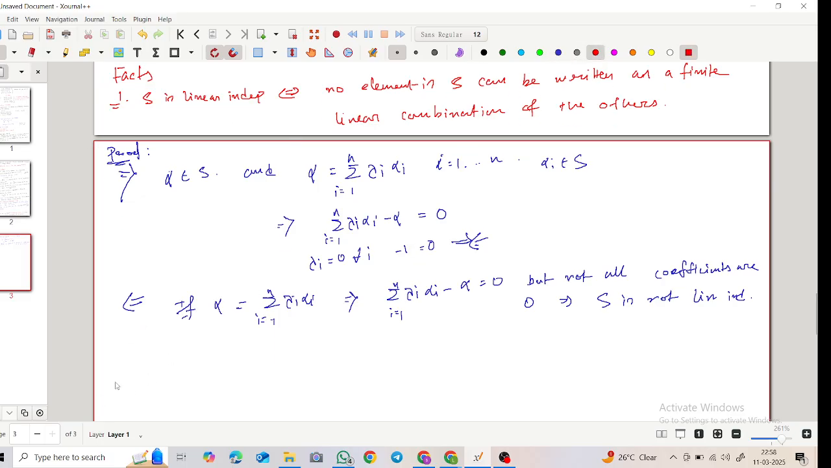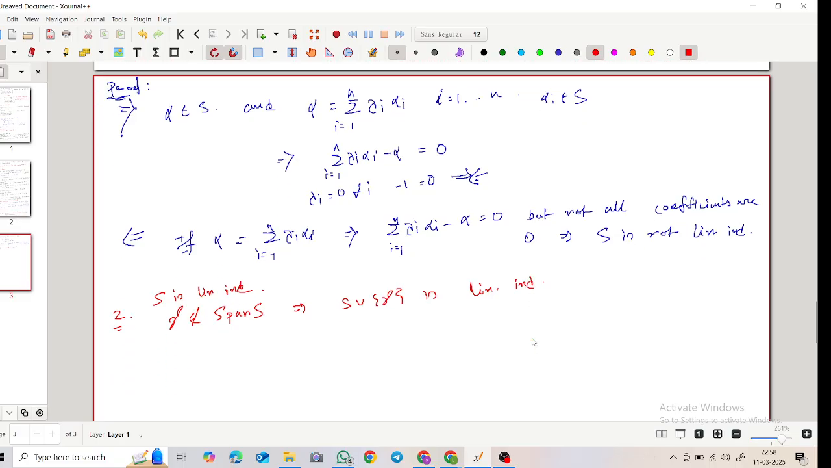And the next fact he uses is that, if alpha is not in span, we are using alpha a lot, right? Gamma. If gamma is not in span S, and S is linearly independent, then S union gamma is linearly independent. Okay? He is using this very neatly.